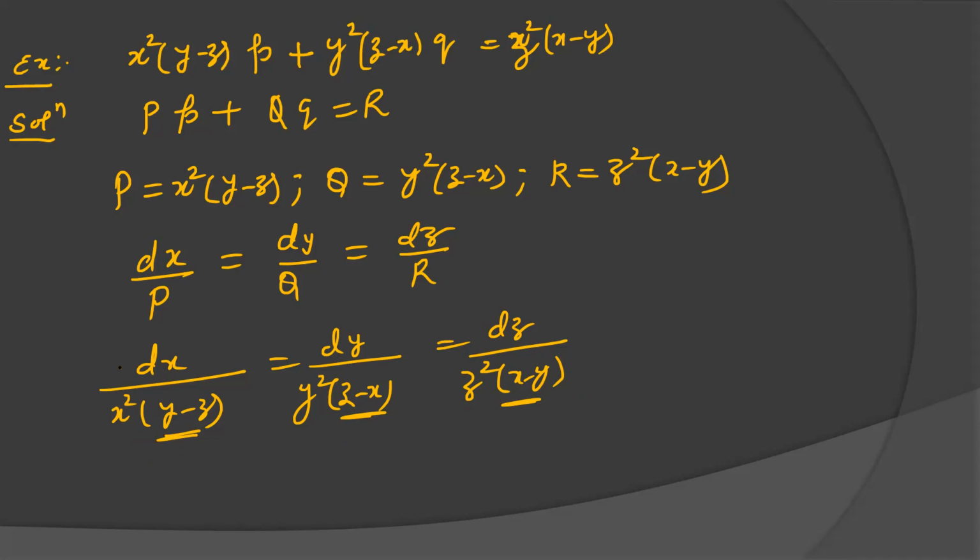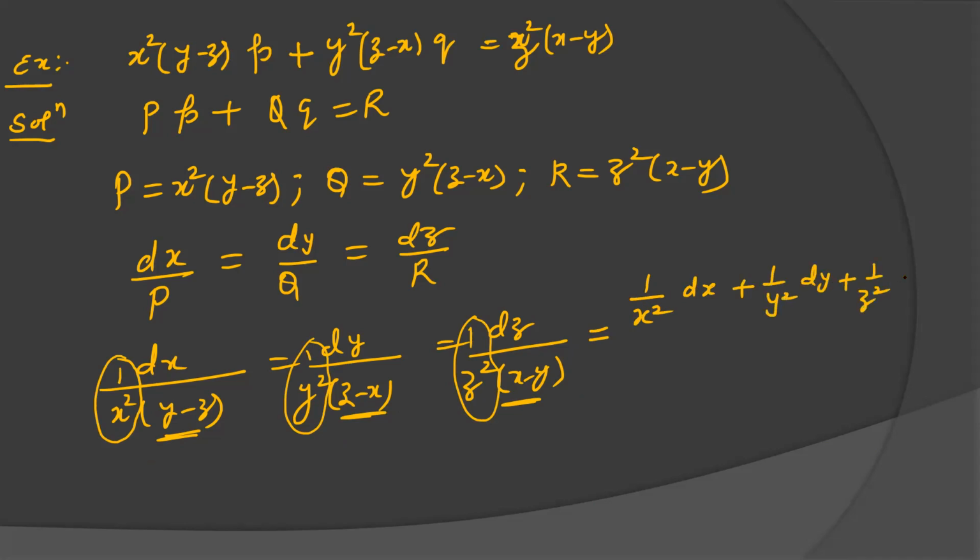If we take this as alpha 1, this as alpha 2 and this as alpha 3, what we are trying to do here, you can write like this: 1 over x square dx plus 1 over y square dy plus 1 over z square dz over, if you add now, y minus z plus z minus x plus x minus y. Our aim is to make 0 in the denominator.